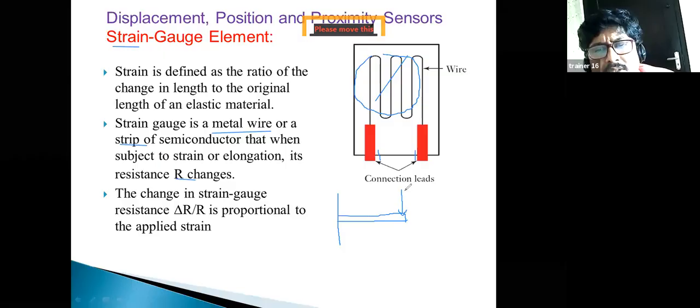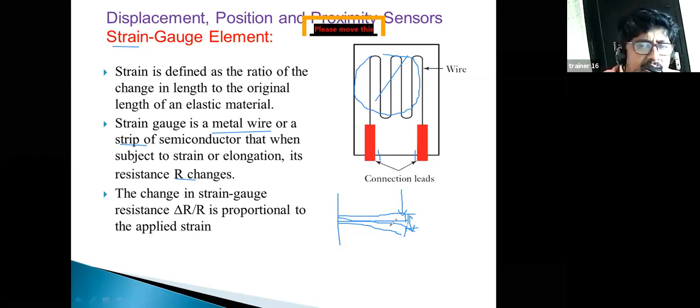What happens when the load or force acts at the end of the cantilever beam? It undergoes deflection, right? It will move by a distance x. So when the load is acting at the end of the cantilever beam, it undergoes deflection and moves by a distance x. Remember this point: the deflection taking place means some distance is moved.